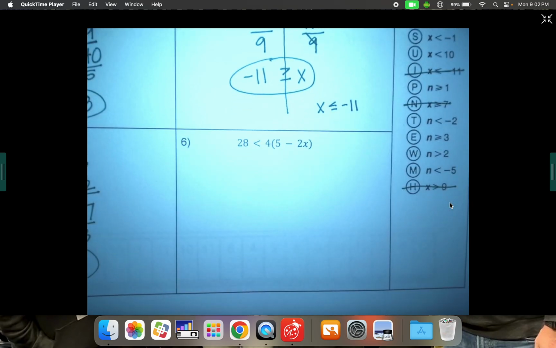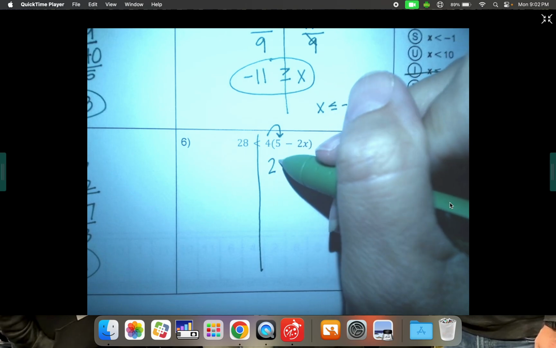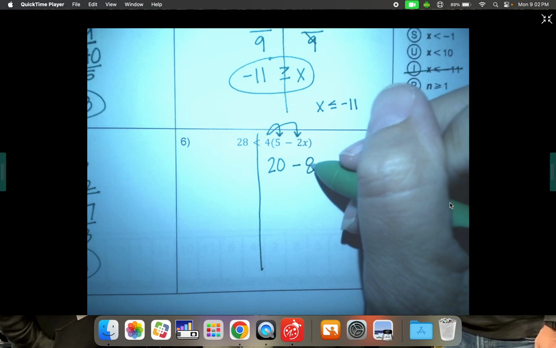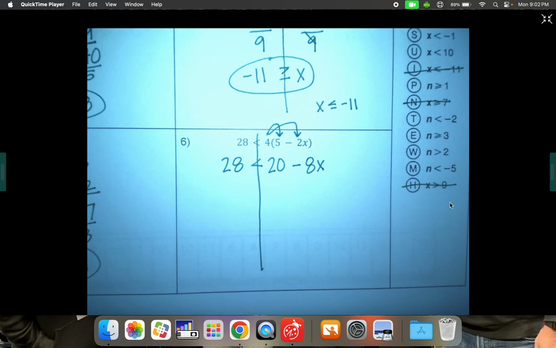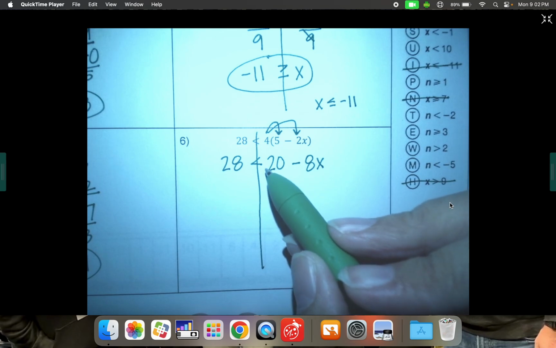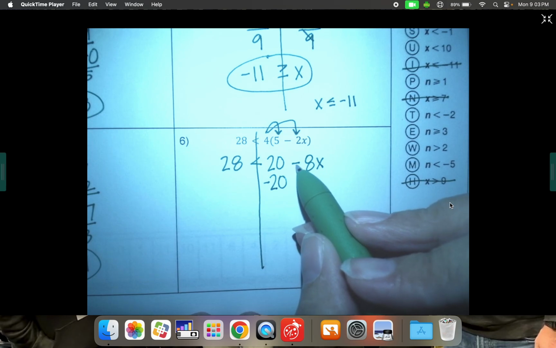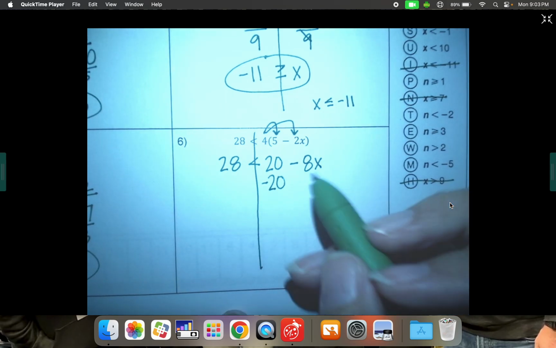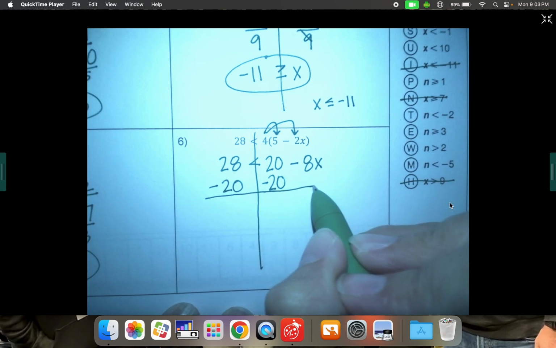All right, number 6. We're going to distribute this 4. 4 times 5 is 20. 4 times negative 2x is negative 8x. And then I'm going to bring down my symbol and my 28. All right, next I'm going to move the 20, and it's a positive 20, so I'm going to subtract it. A lot of kids might think they would add it because they see this negative here, but that negative goes with the 8. It doesn't go with the 20. So to get 20 to be 0, we're going to subtract it on both sides.